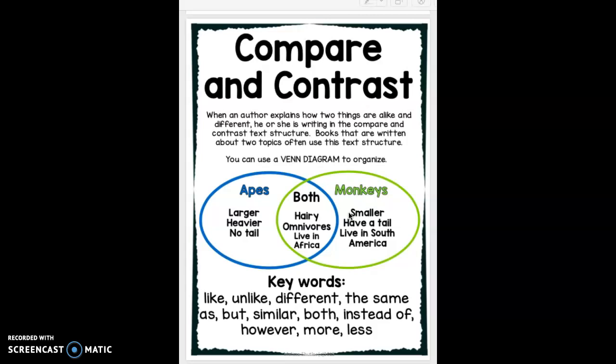Venn diagram can show you here that monkeys and apes, we can compare and contrast them. Apes are larger, heavier, and don't have tails. Monkeys are smaller, they have a tail, live in South America. They both are hairy. They're omnivores, and they live in Africa. So when we're talking about compare and contrast, you might see words like different, same, similar, both, like or unlike, those kinds of words, because you are comparing and contrasting two things.